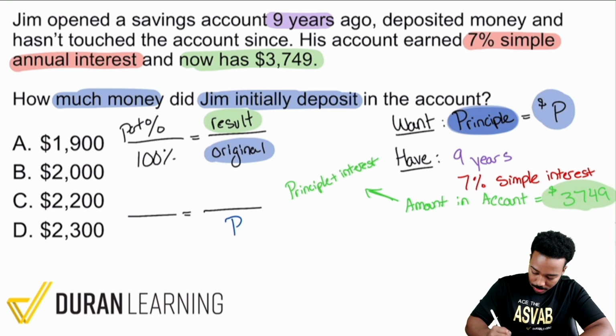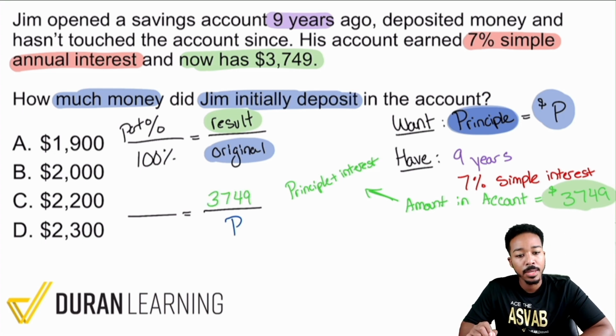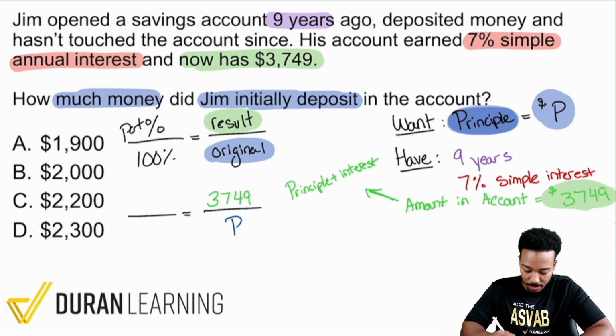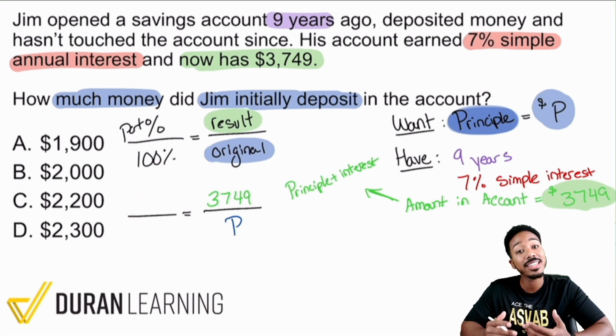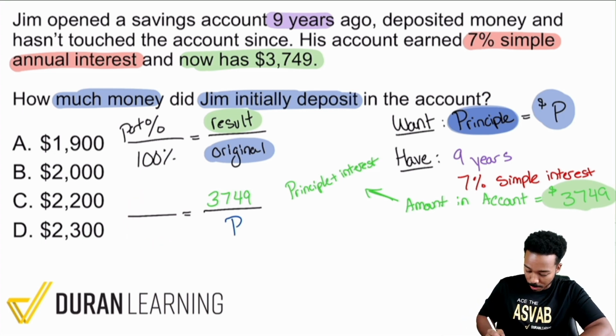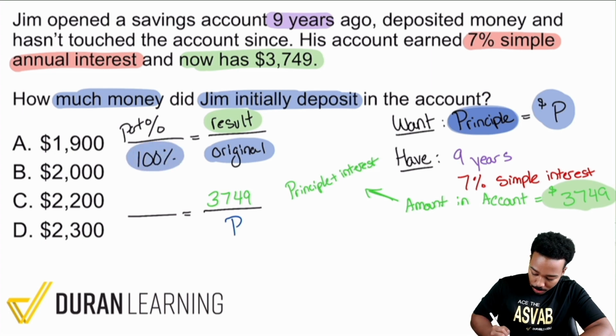So 3,749. Now, what are we going to put on the left side here? The left side needs to match up. It needs to match up because the original amount will be 100%.